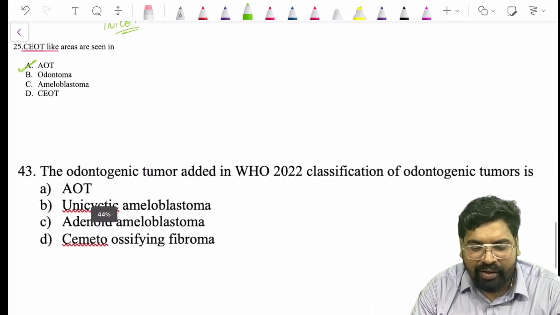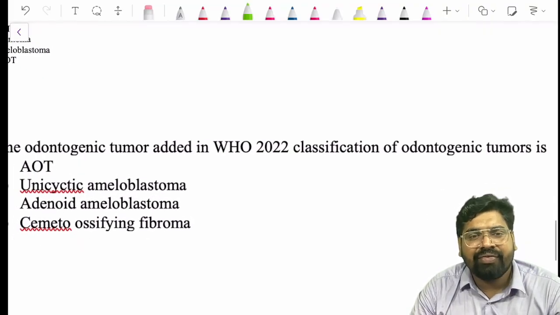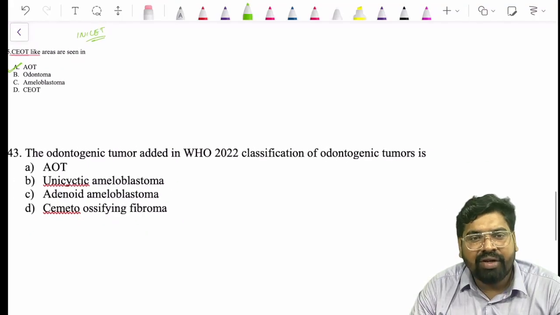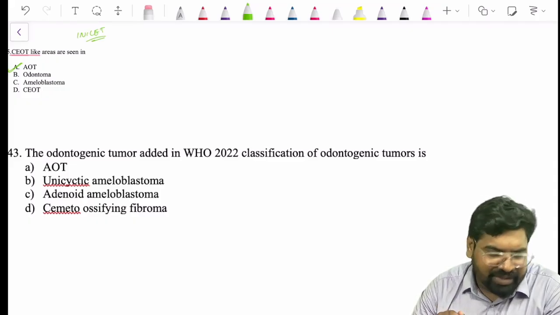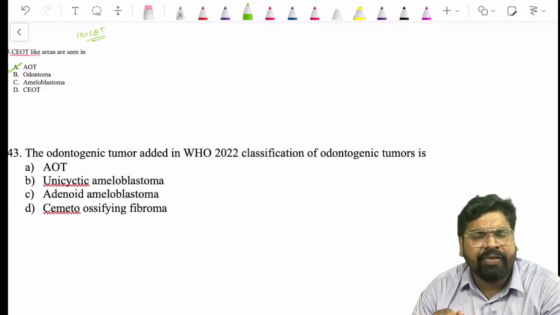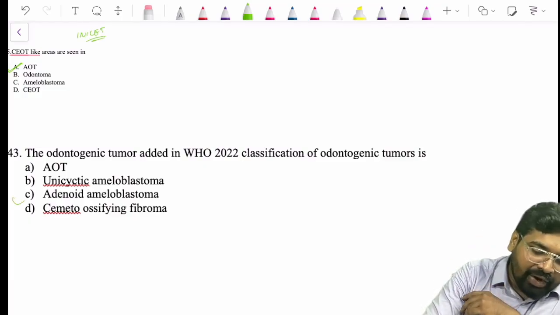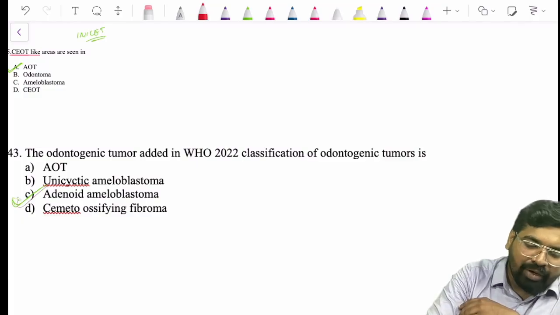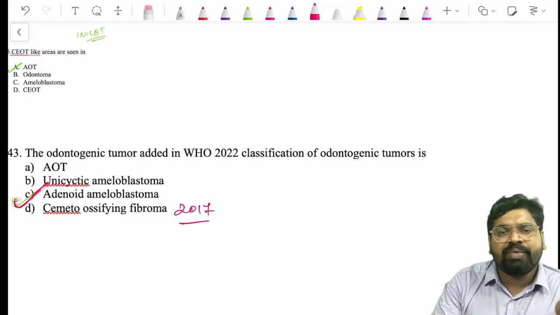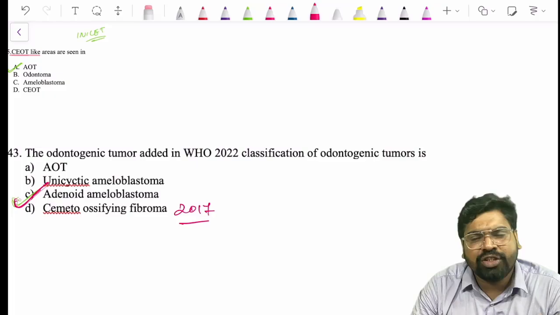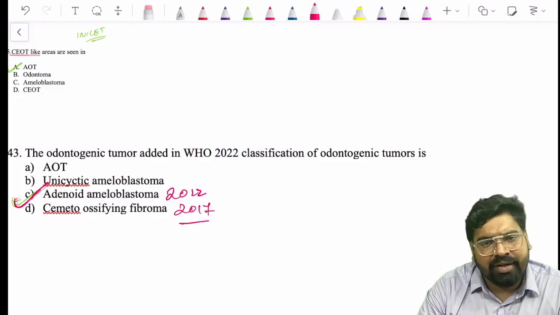Next one: the odontogenic tumor added by the WHO 2022 classification. Very simple. In our first introductory video, we discussed the classification of odontogenic cysts and tumors. That is adenoid ameloblastoma. Cemento-ossifying fibroma and primordial odontogenic tumor (POT) were added in the 2017 classification. In 2022, adenoid ameloblastoma was added.